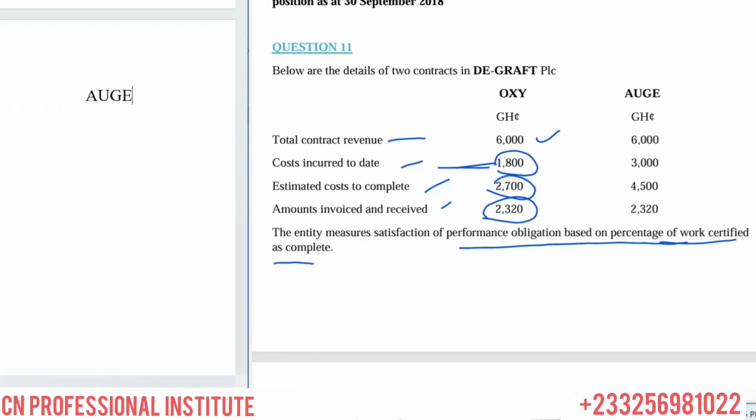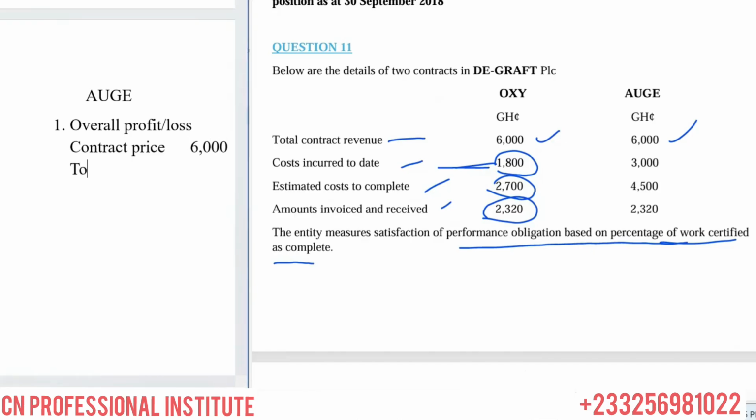Okay, so let's follow the steps. The first one is overall profit or loss. Okay, how do we get it? We said we bring the contract price. How much is the contract price for this one? So we are back here. Okay, contract price is also 6,000. So we record a contract price of 6,000.